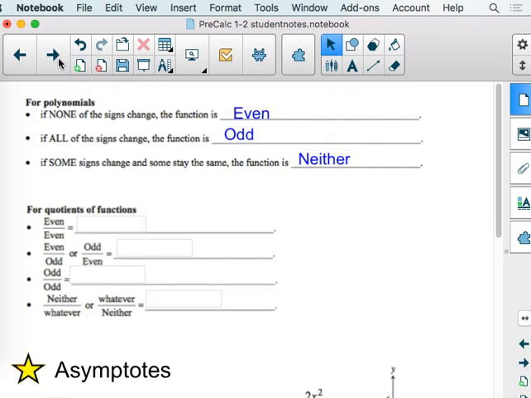So even over even. Well, even is like positive. So positive over positive is positive. It should be even. That's how it should work. Even over odd, odd over even, negative over positive, positive over negative should be negative, so that should be odd. Odd over odd, negative over negative should give us a positive. Even. But that doggone neither shows up.